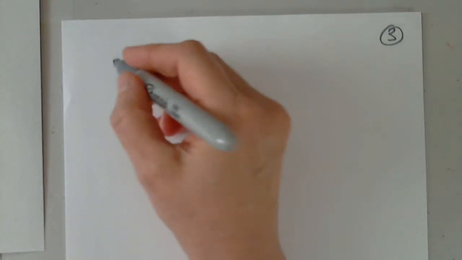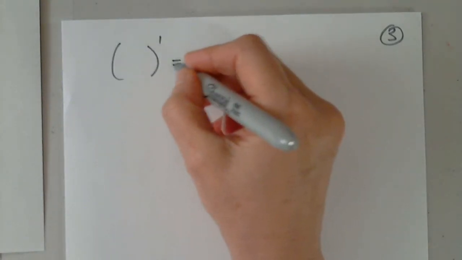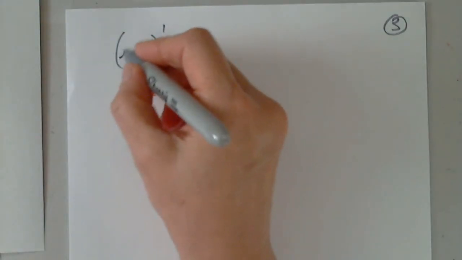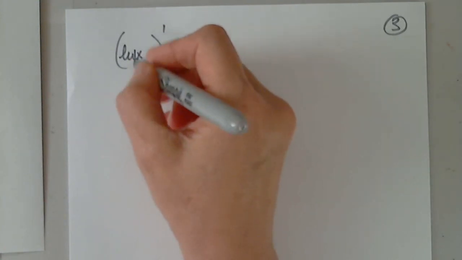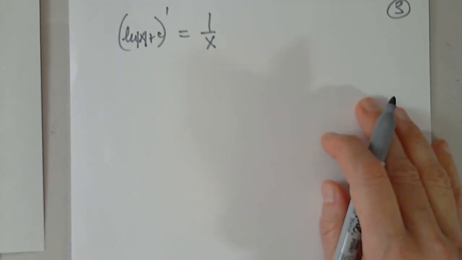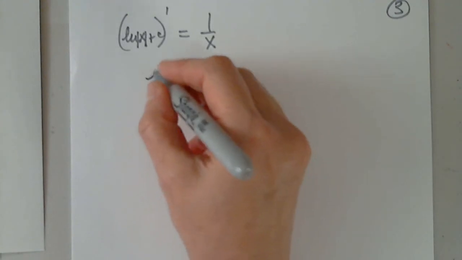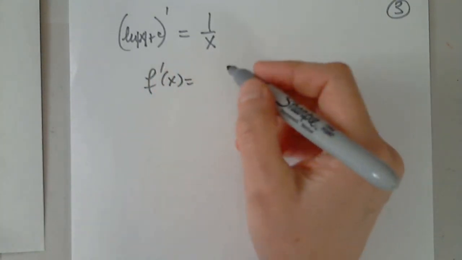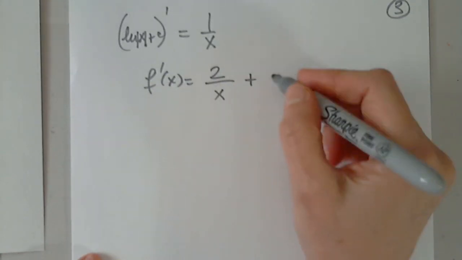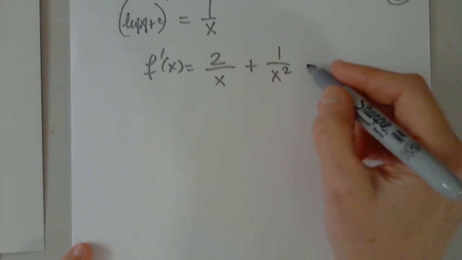Okay, I would like to look at the antiderivative. So this is page 3. Which function do I differentiate to get 1 over x? Well, the answer is natural log of x, or natural log of the absolute value of x, plus a constant c. So if I have, for example, f prime of x equals, I'm making one up, 2 over x plus 1 over x squared minus 4.